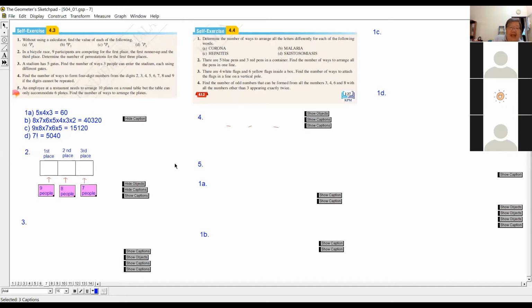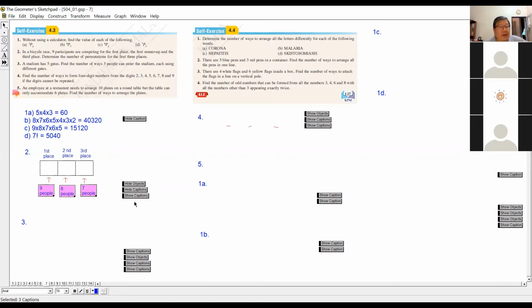Yes, 8. So let's say the first and second places already taken up. You are left with how many people? 7. Correct. You are left only with 7. So using the multiplication principle, we are going to multiply all this number of ways.